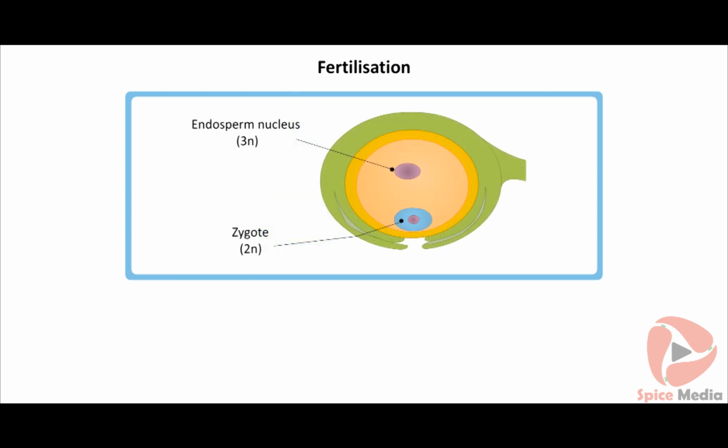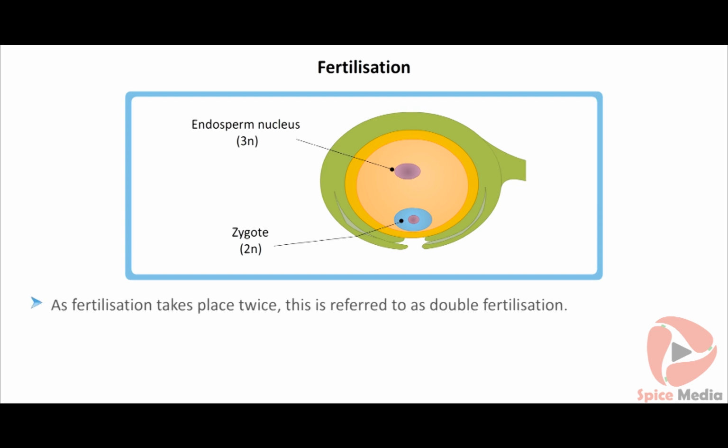The synergid degenerates and one of the male nuclei fertilizes the egg cell, producing a diploid, that is 2N zygote. The second sperm cell fuses with the secondary nucleus, producing a triploid, that is 3N cell. As fertilization takes place twice, this is referred to as double fertilization.